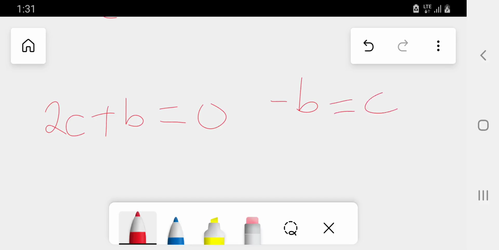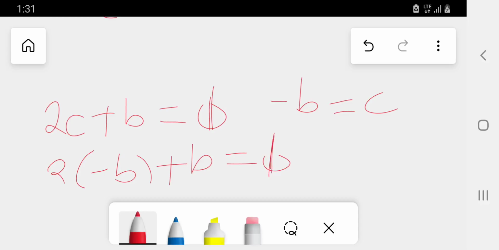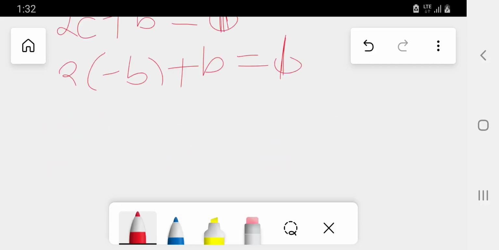So we are going to substitute negative b where there is c. So we're going to say 2 times negative b plus b being equal to 0. Oh sorry, here it's supposed to be equal to 1, not 0, because this relationship came from the displacement L. So this one is supposed to be 1. So next we are going to have negative b being equal to 1, and dividing by negative 1, b becomes negative 1.